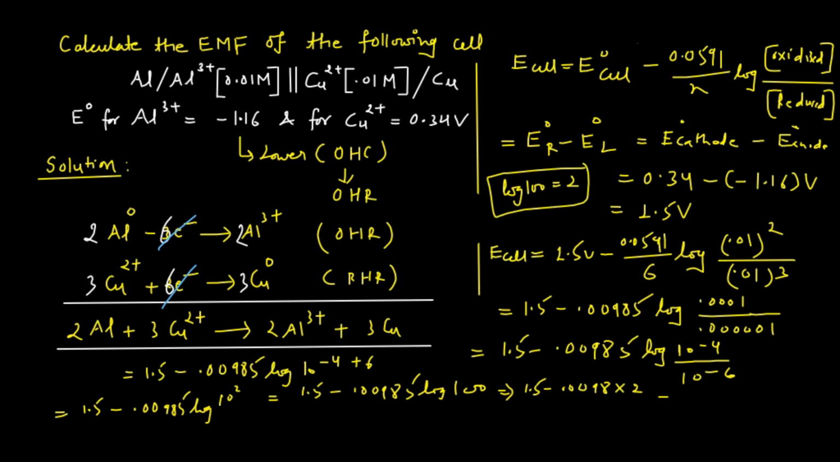And if you solve this, then you will find the value is 1.5 minus 2 times 0.00985. When you multiply it by 2, this will become 0.0197, and your final answer would be 1.4803 volt. So this is the EMF of the cell. This is the correct answer.